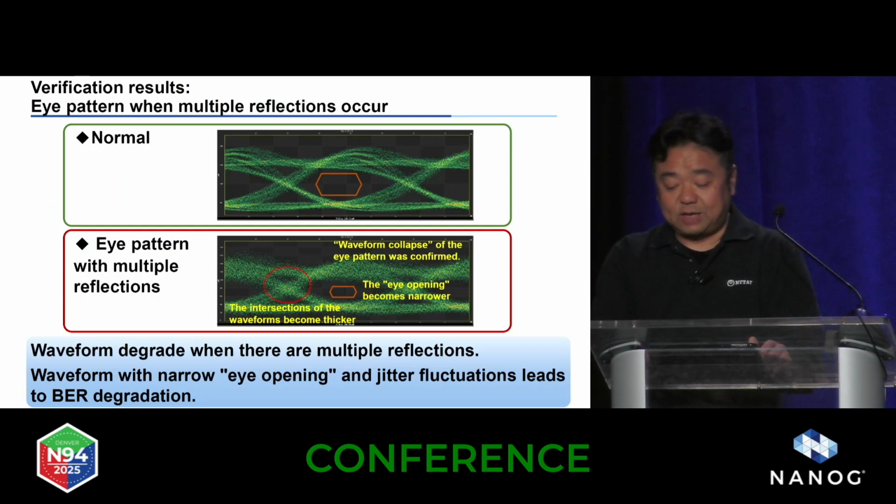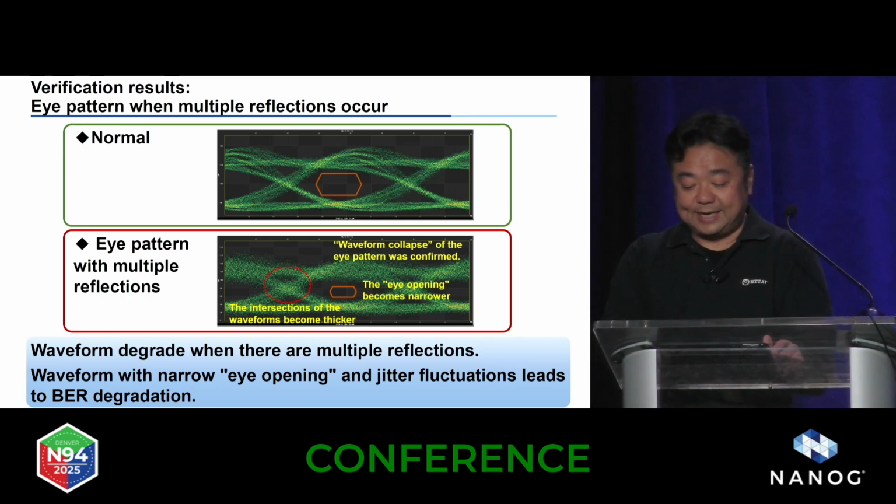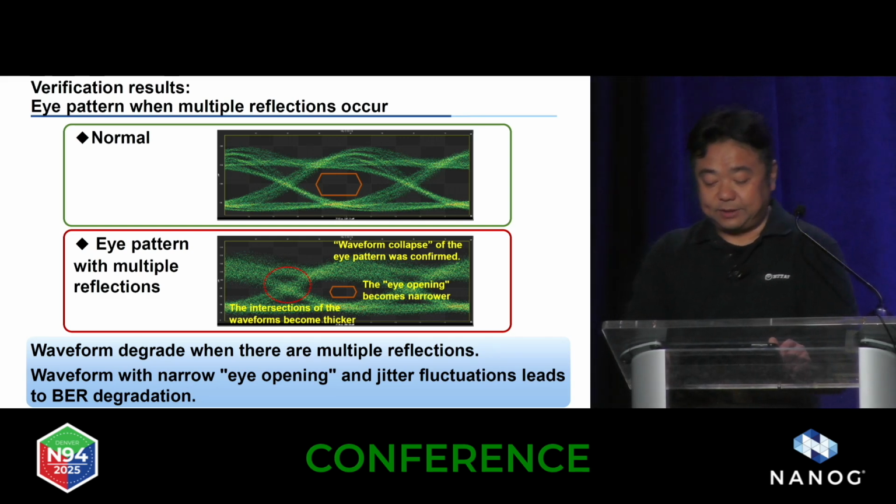This graph on the top is a normal eye pattern without multiple reflections. On the other hand, the lower graph shows an eye pattern in the environment with multiple reflections. When there are multiple reflections, the waveform of the eye pattern becomes distorted and the line becomes thicker.